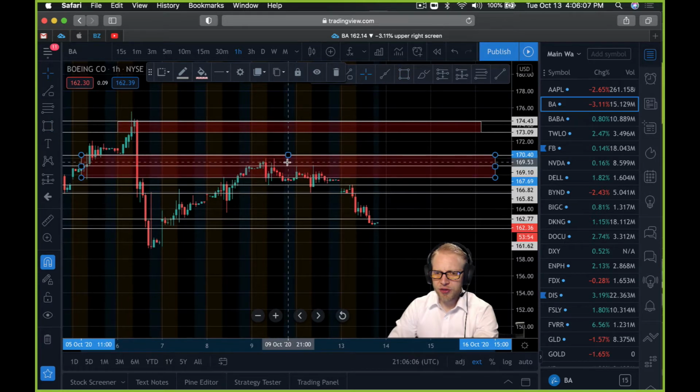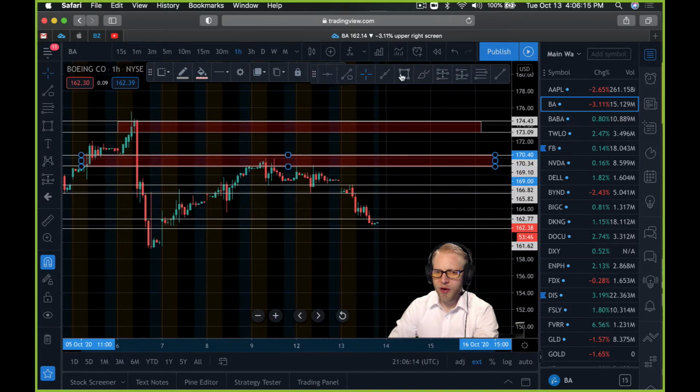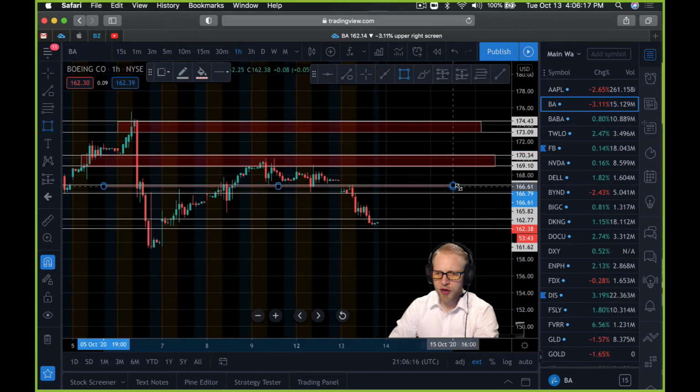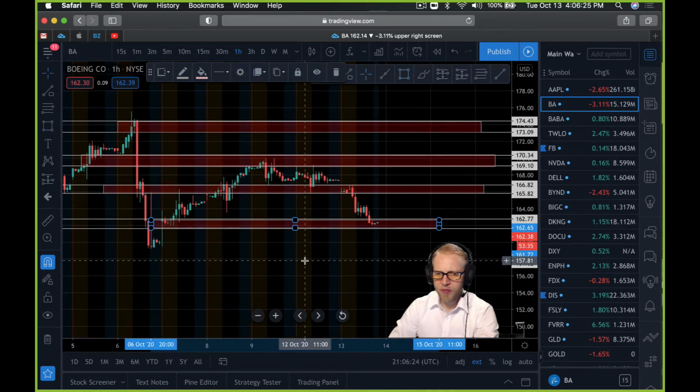So what I like to do is figure out where the zones are at, where I feel like there's going to be some struggle between buyers and sellers, where I feel like we're going to get some sort of a price reaction in this stock, and then I go ahead and put those zones in now.